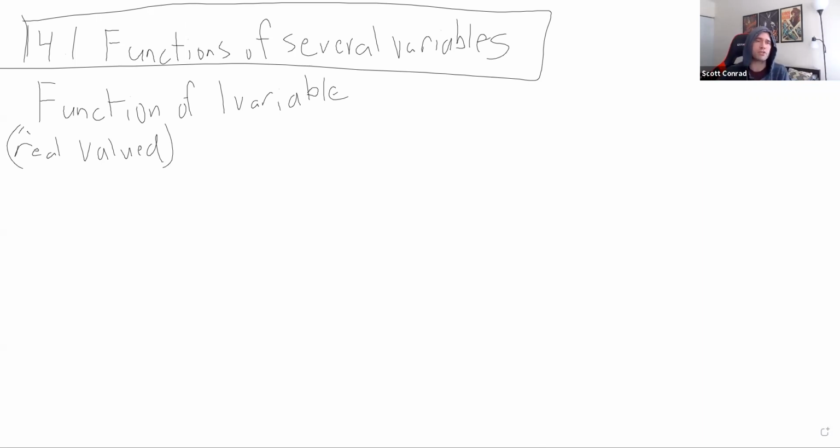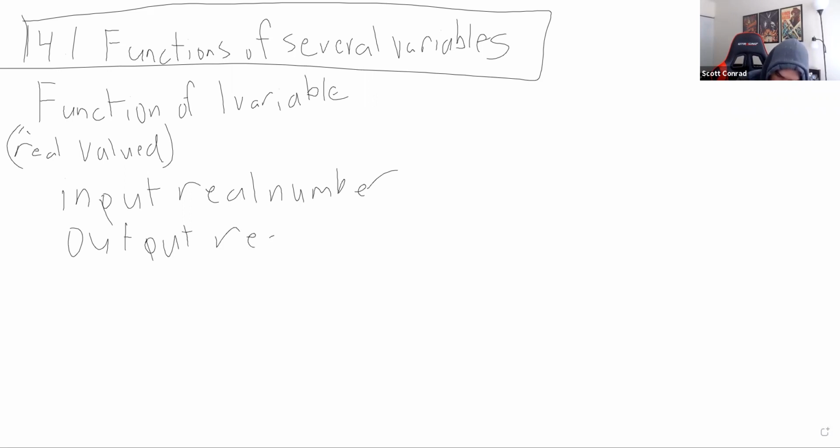We also looked at vector valued functions, and those are functions where we input a real number and it spits out a vector. A real valued function of one variable is a function where you input a real number. So the domain is the reals, right? You input a real number and it outputs a real number also. So the value of the function is a real number.